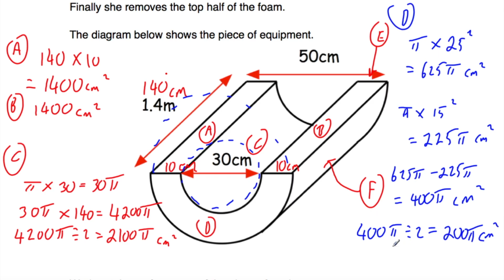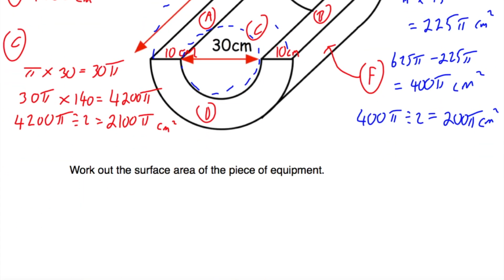Or as a decimal number, 628.318 and so on centimeters squared. So that is the area of D. So D, this area here, is equal to 200 pi. And that's it. And that means also E has an area of 200 pi as well. So that's D and E. So they're each 200 pi centimeters squared. Actually, I'm just going to write a bit of a list here, okay?